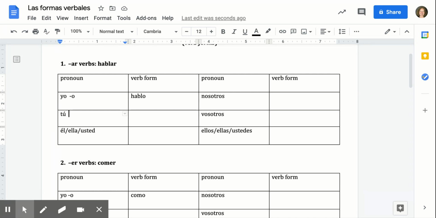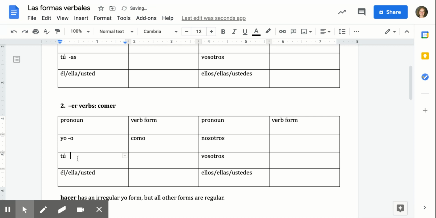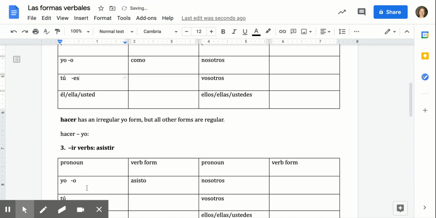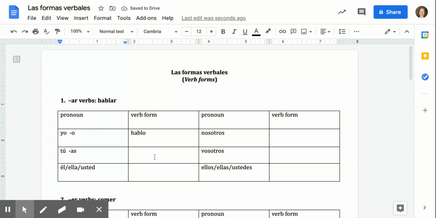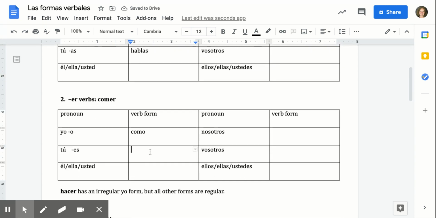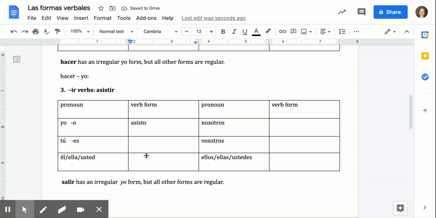All right, so for AR verbs, the tú form ends in AS. And for ER-IR verbs, the tú form ends in ES. Right? And that's generally true. ER-IR verbs pattern together and AR verbs pattern by themselves. So same thing, we start with habl-, we drop the AR, and we add AS for the tú form. And then here, we drop ER, and then we add ES for the tú form. And here, we drop the IR, and then we add ES for the tú form.